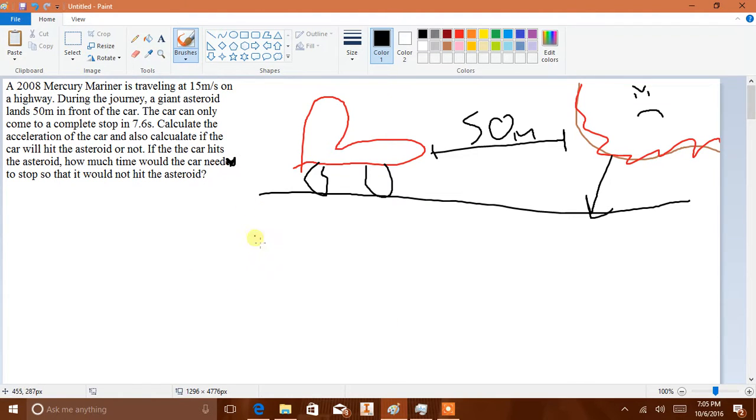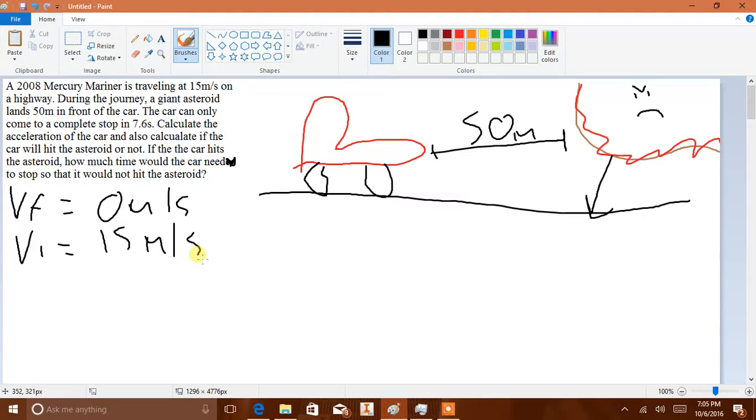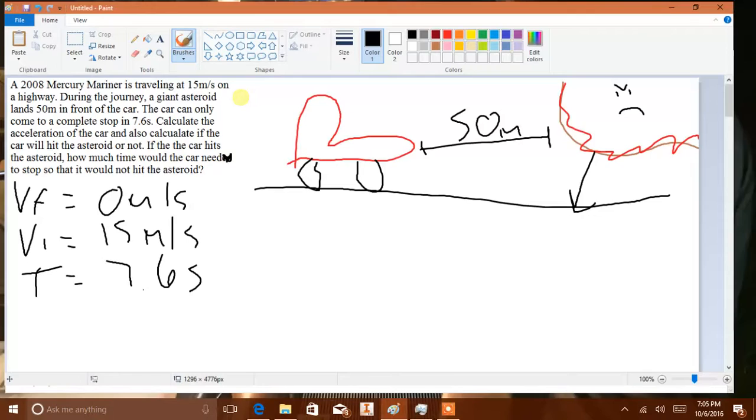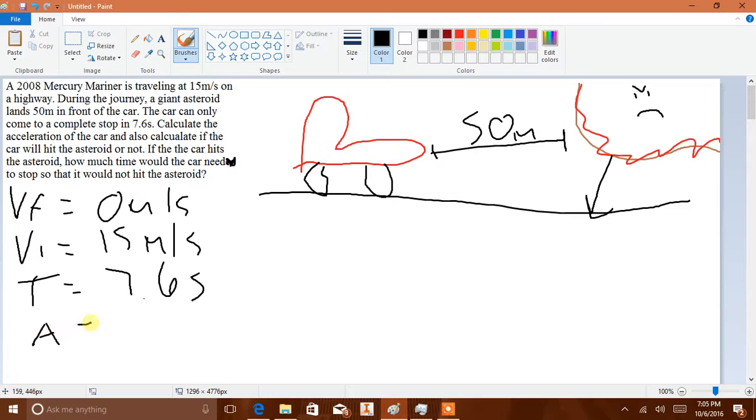So first things first, let's throw down all the important information, like our final velocity, which was 0 because it came to a complete stop. Our initial velocity is 15 meters per second, because that's how fast he was driving on the highway. The time is 7.6 seconds. Our acceleration, we do not know yet, and our displacement, we do not know yet.